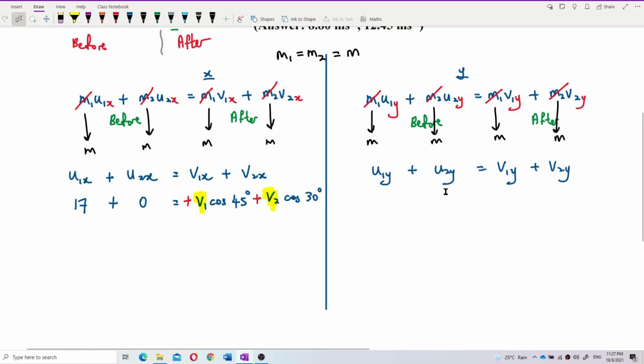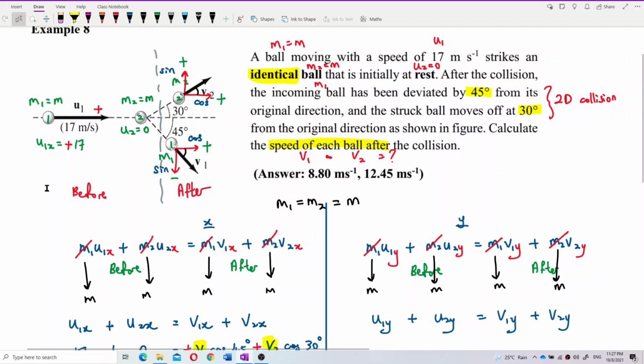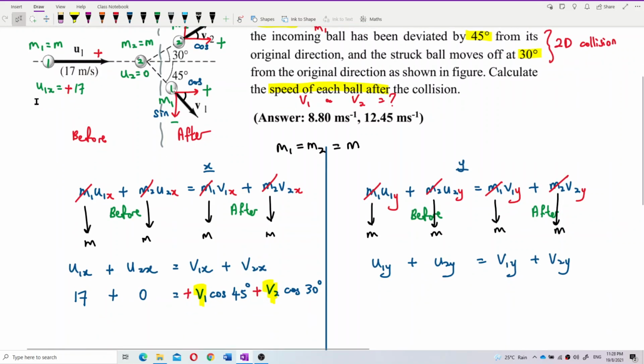Okay, so let's continue to do the y components. I already solved it until here. So we need to find u1y and u2y. First of all, u1y. Is there any y component in u1? Look at this one. No, there's no y component in u1. It only has an x component because this velocity is only horizontal. It doesn't have any vertical component. So u1y is 0. And then u2y? u2 is already 0. It doesn't have an x component or a y component, so u2y is of course 0.